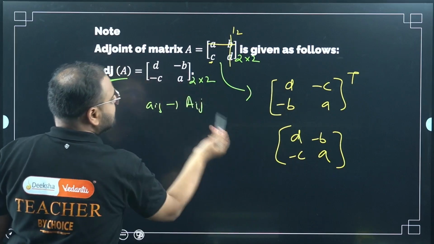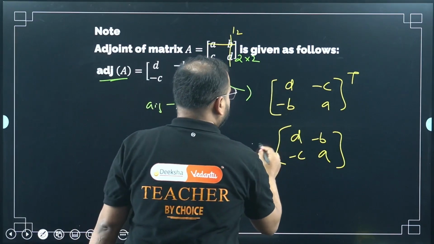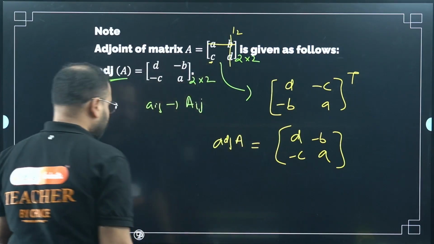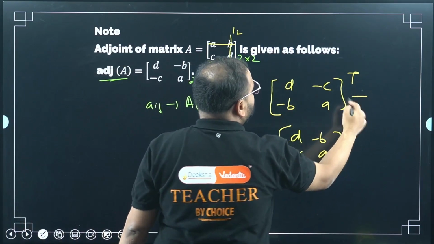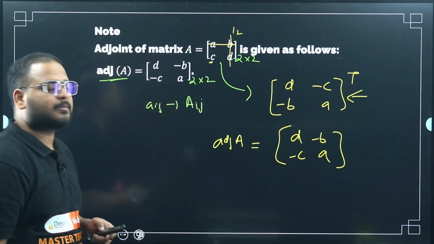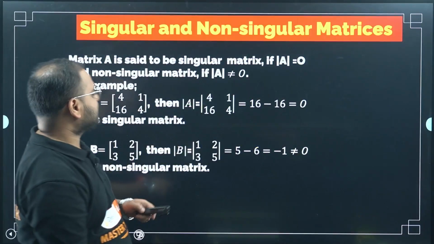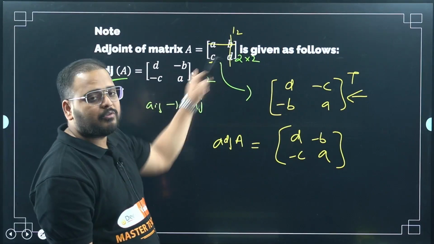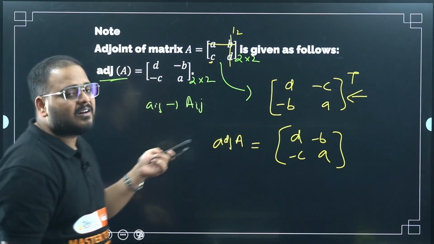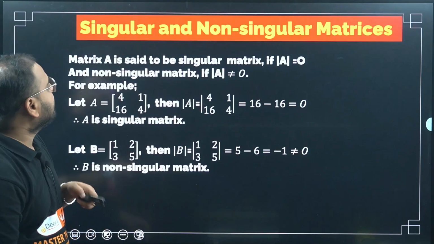D minus B minus C A. This is my adjoint A. I hope you understood this. This is the intermediate step I was talking about. Okay, I hope this is clear. So I took an example and tried to explain how this actually works: what is adjoint, and how do you get the final answer using your intermediate step.